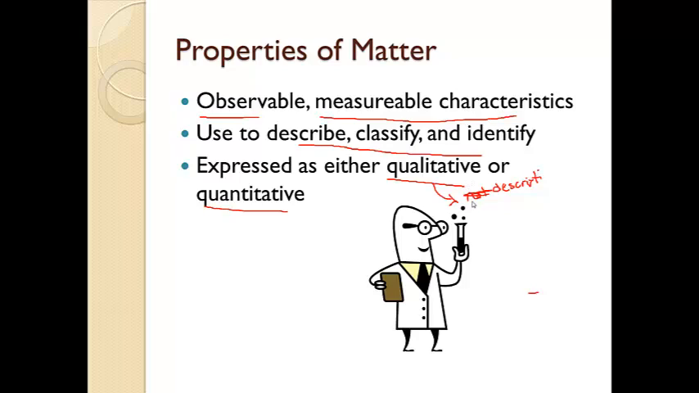We typically won't use numbers to describe it. So these are things like color, smells, things along those lines. Whereas when we talk about quantitative, we're talking about some kind of numerical value that goes with it, such as mass or volume.